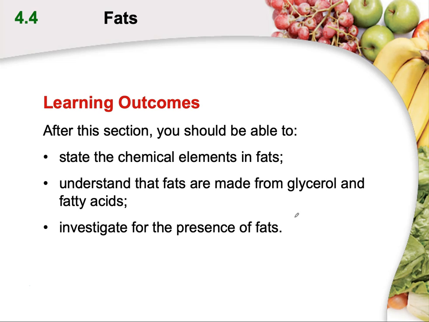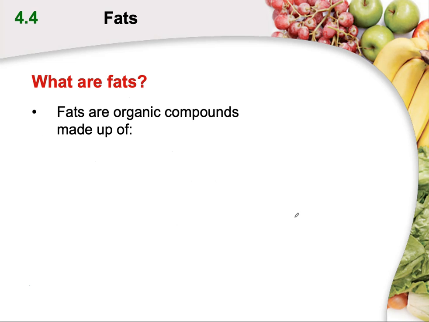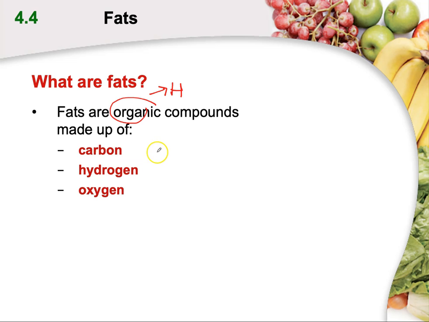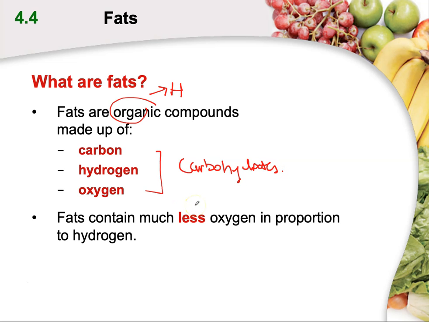Now we're going to move on to the next part, which is where we ended our previous lesson. We spoke about what fats are made up of. Now fats are organic compounds. Why are they called organic compounds? Because they contain hydrogen. They are also made up of the same three elements that are found in carbohydrates. The only difference is that fat contains much less oxygen in proportion. That means every fat molecule will have less oxygen than one molecule of carbohydrate.